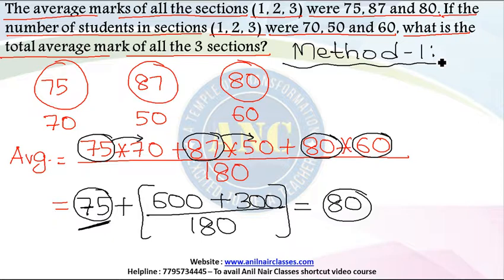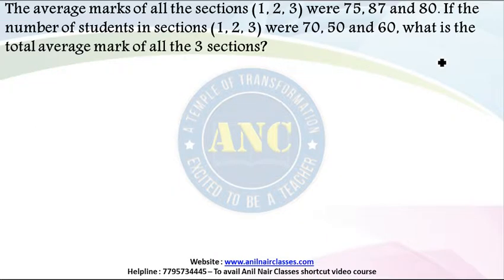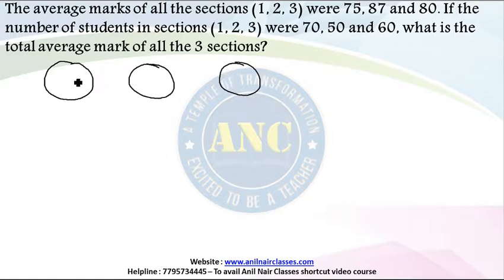Now, sir, can I solve this question by using method 2, where the average lies between the lowest and highest values? Definitely you can apply that method. See here, once again I am rewriting the diagram. There are three classes, 1, 2 and 3. Average is 75, 87 and 80, and the number of students is 70, 50 and 60.